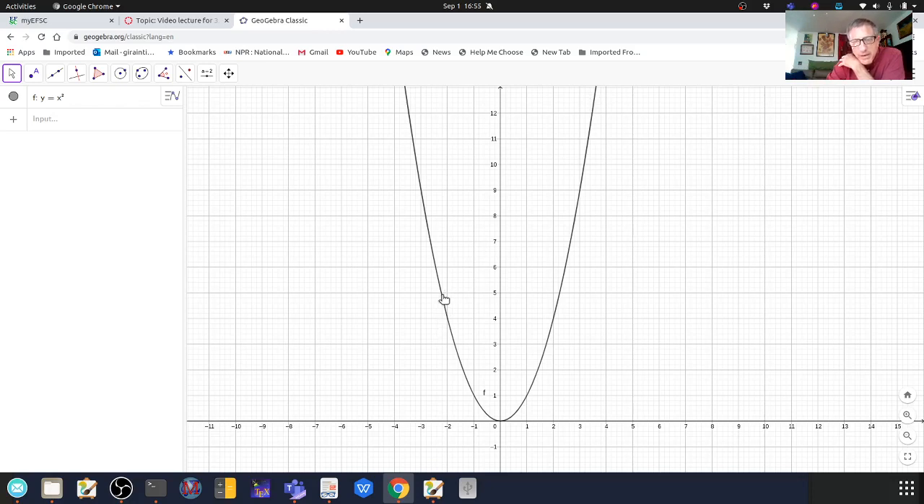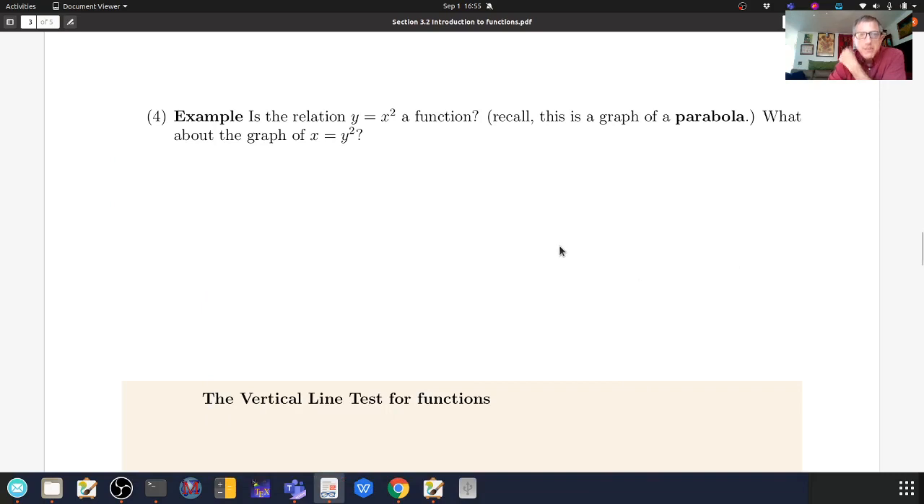So do I ever have any x value? Let's look at x is equal to 1. Does it ever intersect the graph ever again? No. Let's look at x is equal to 2. It intersects the graph right there at (2, 4). Does it ever intersect the graph again? No. So in this particular case, the relation y is equal to x squared is a function.